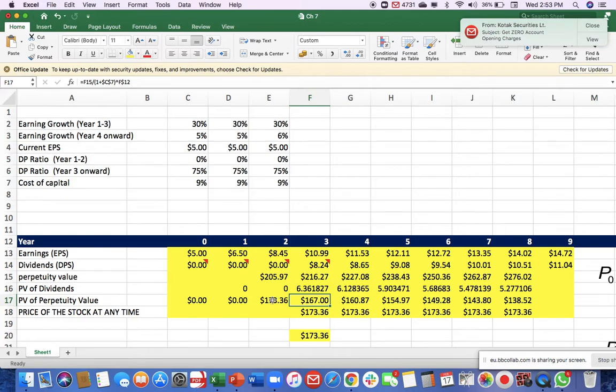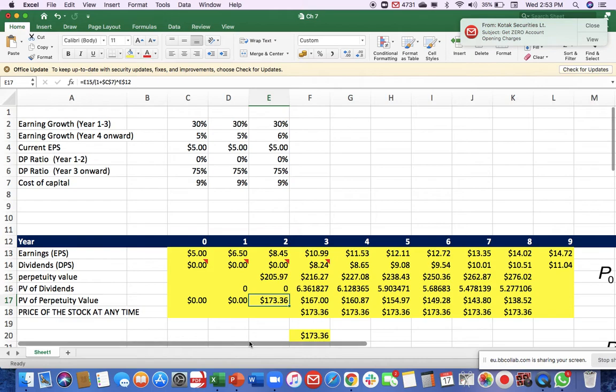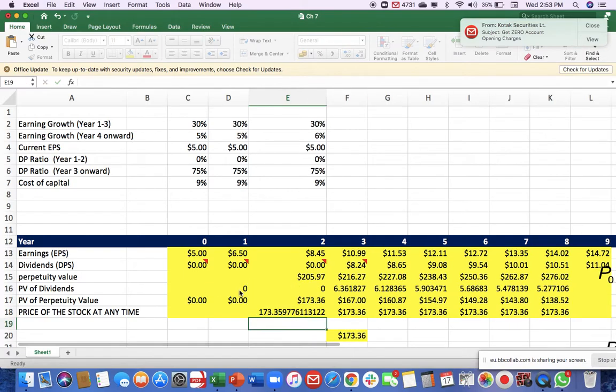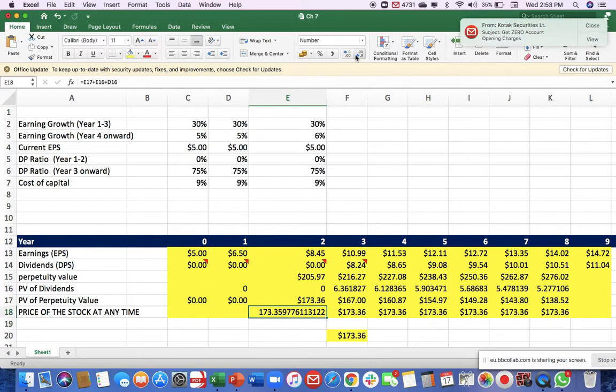D1 is equal to 8.24, divided by R minus G. R minus G means 9% minus 5%, which gives 173.36. So 173.36 is the perpetuity, plus dividend value 0, plus dividend value 0, is equal to 173.36, which is the value of the company. 173 will be the value of the company.